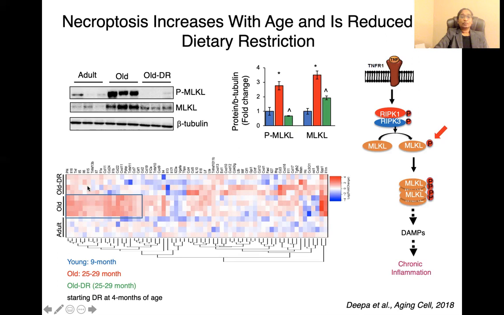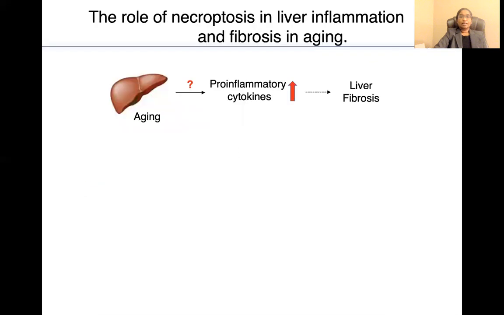So this study shows that with aging, there is an increase in necroptosis, which is associated with an increased inflammatory condition, and dietary restriction, which reduces necroptosis, reduces expression of inflammatory cytokines. So I was showing the data for adipose tissue. Now, in the next step, we looked in the liver.